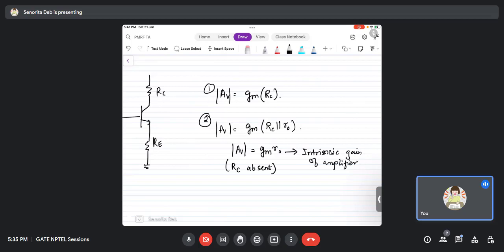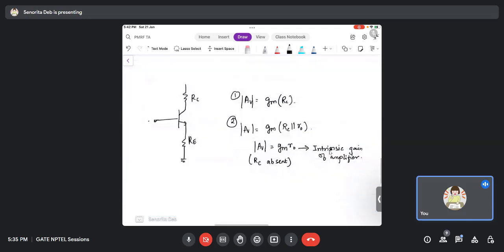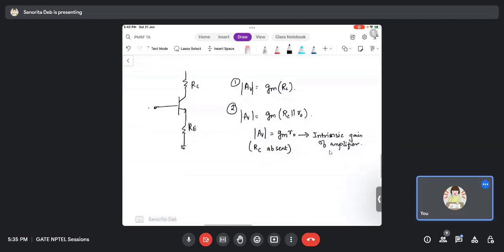Now for ease of our solution, we neglect R naught. If R naught is present, even if RE is present, R naught will only come in parallel with RC. The presence of R naught does not change anything else. So now this is the second answer. What is actually happening? How did we get GM RC?